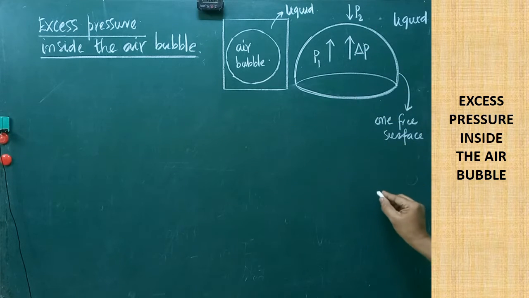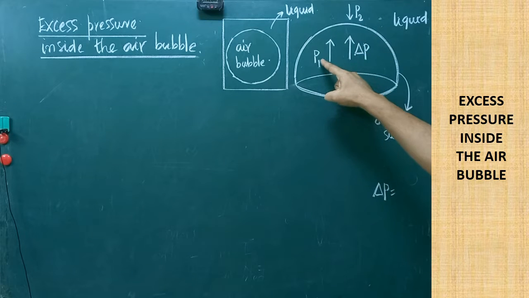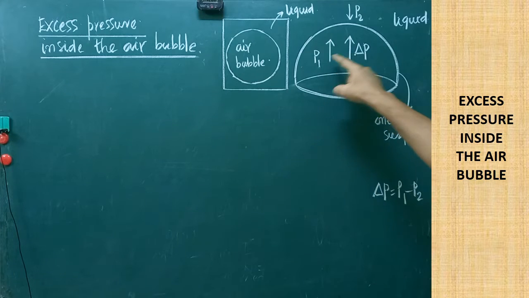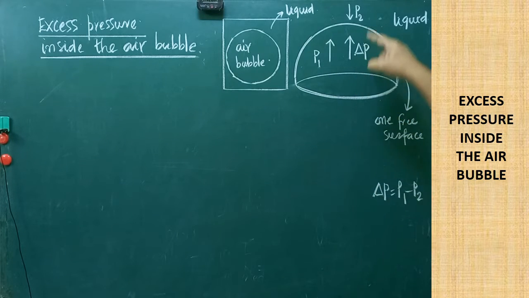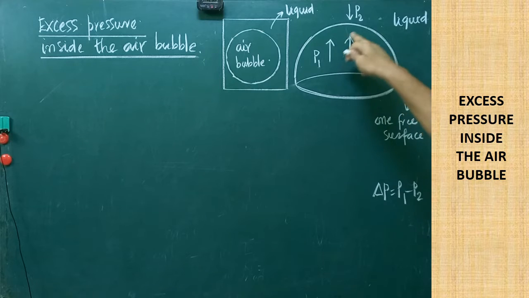So the excess pressure del P can be written as, since del P is acting in this direction and P1 must be greater than P2, P1 minus P2. That difference gives you the excess pressure. Both P1 and del P are acting in the same direction, and P2 is acting on the surface from outside. This expression for excess pressure is to be derived, that is our aim.